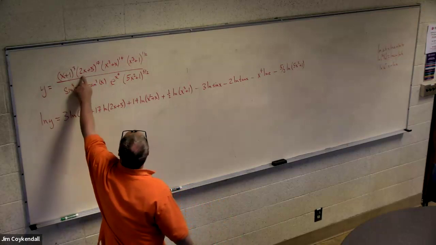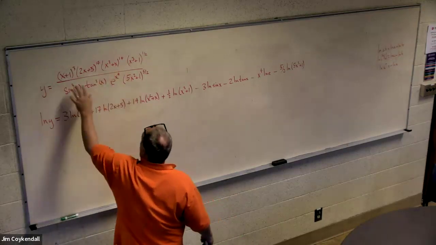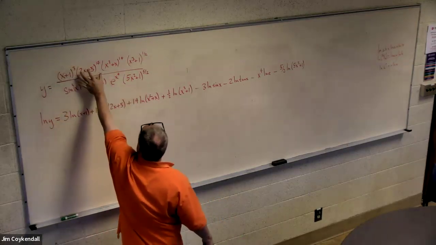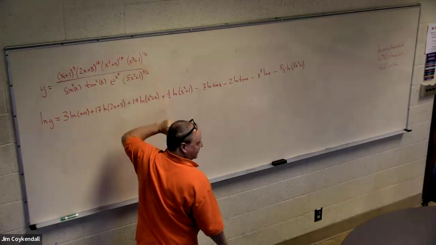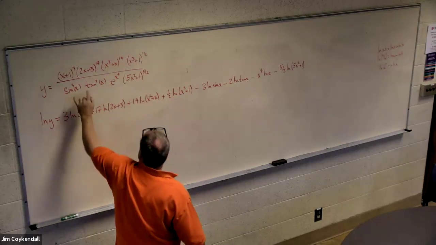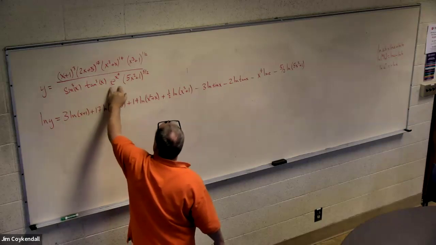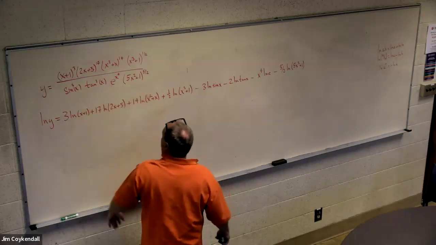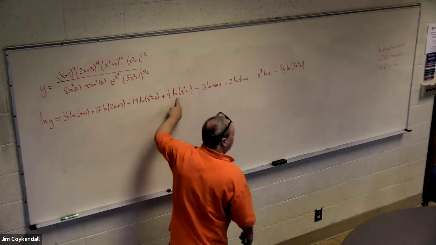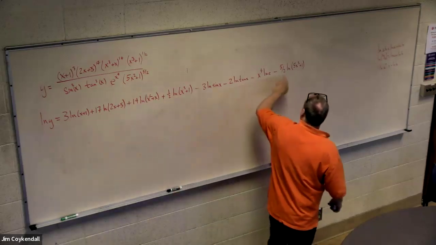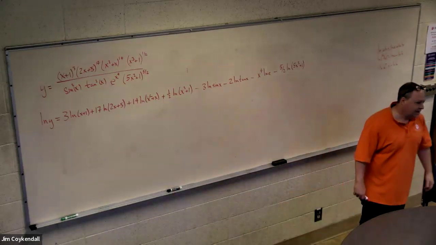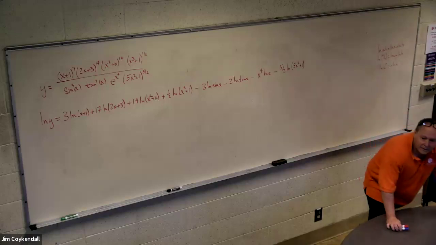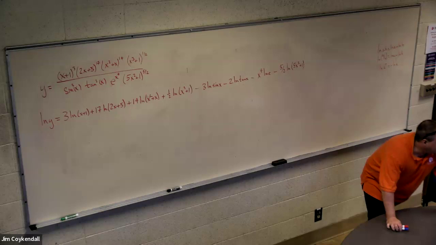Basically, this is a product, right? So the log turns this into log this, log this, log this, log this. These are in the denominator, so it's minus log this, minus log this, minus log this, minus log this, for a total of 1, 2, 3, 4, 5, 6, 7, 8. The minuses signify the bottom. The pluses signify the top.